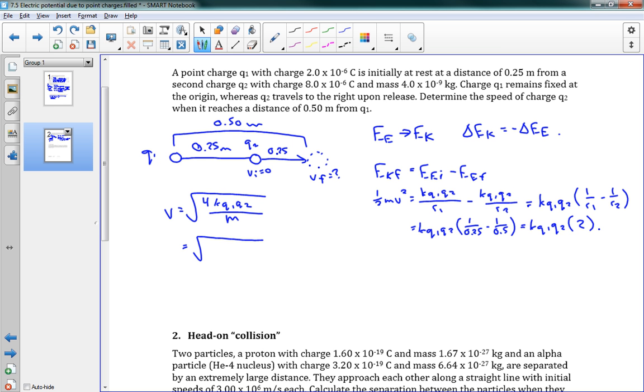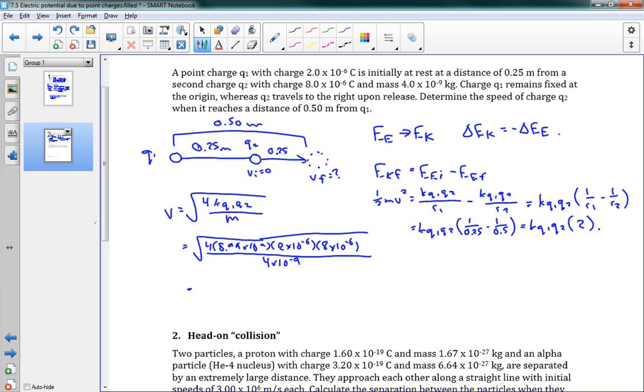Good. So let's get some numbers here. So we've got the square root now of 4 times k, which is our 8.99 constant, 8.99 times 10 to the 9, times q1, which is 2 times 10 to the negative 6, and q2, which is 8 times 10 to the negative 6. Square root of all this, divide that by our mass, which is 4 times 10 to the negative 9.